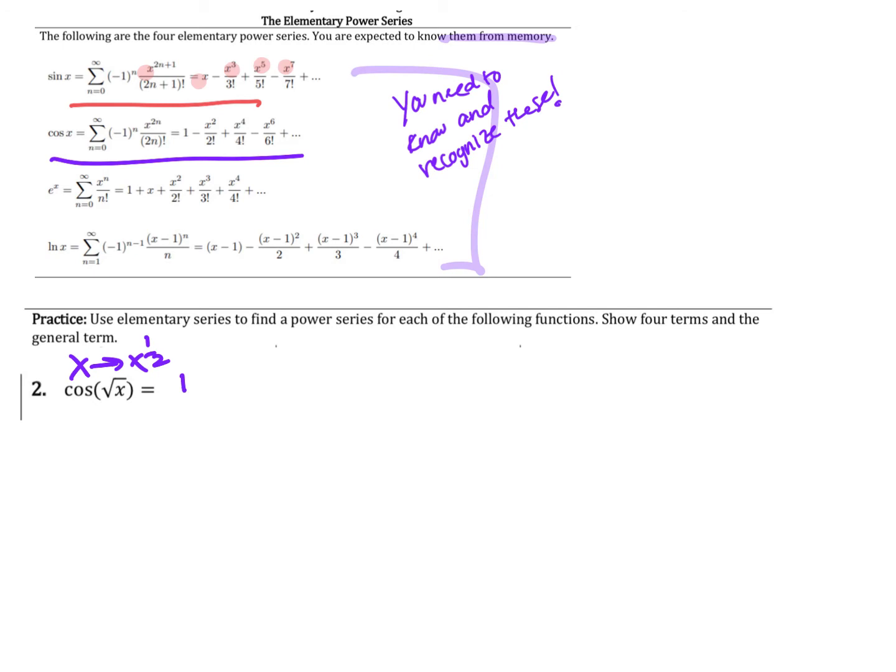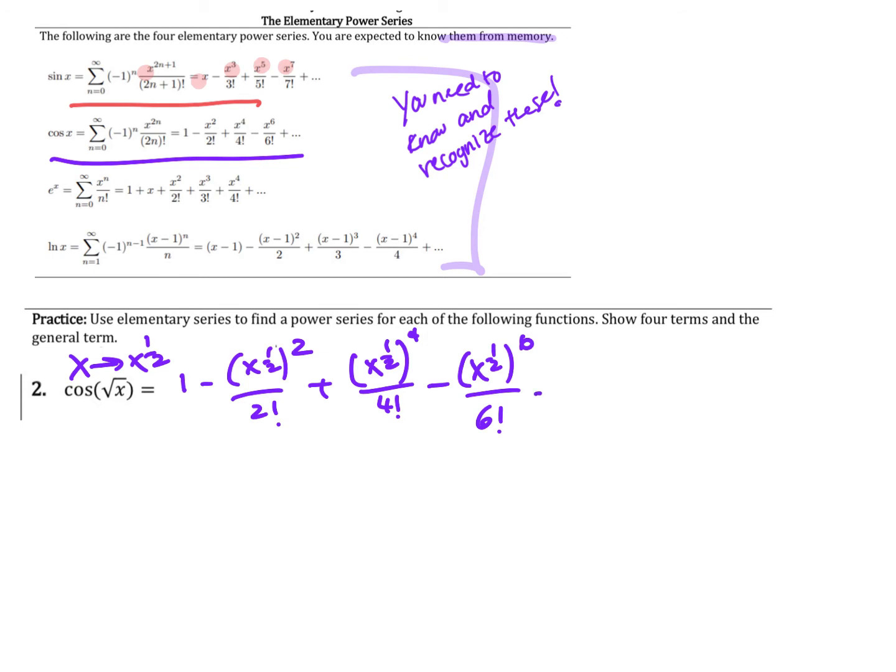So the first term is still going to be 1 minus (x to the 1/2) squared over 2 factorial plus (x to the 1/2) to the 4th over 4 factorial minus (x to the 1/2) to the 6th over 6 factorial plus ... Let's get our general rule in here: (-1)^n times (x to the 1/2) to the 2n all over 2n factorial plus ... And then again, let's clean this up.